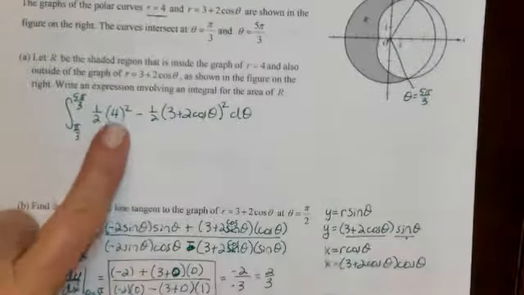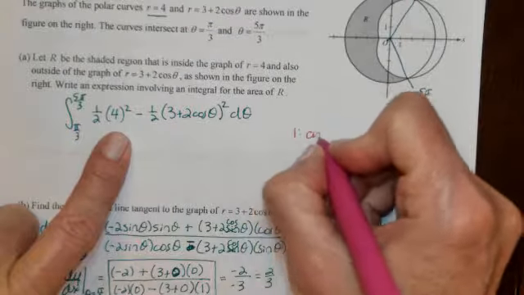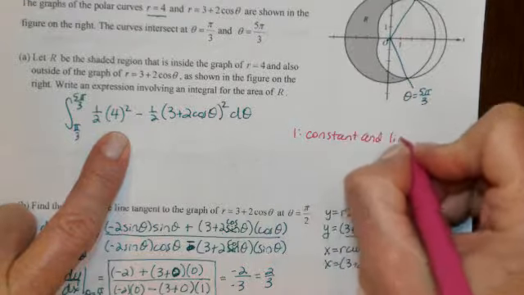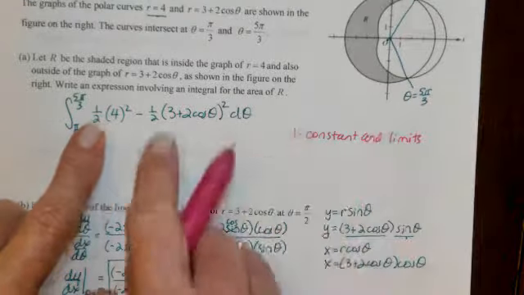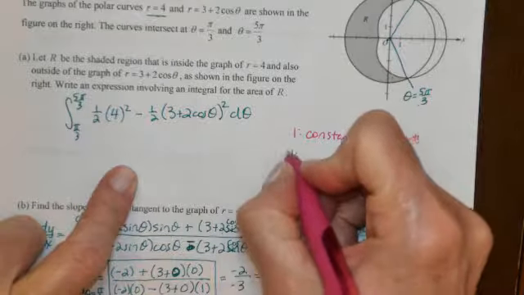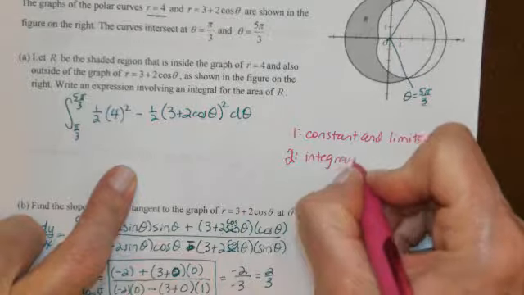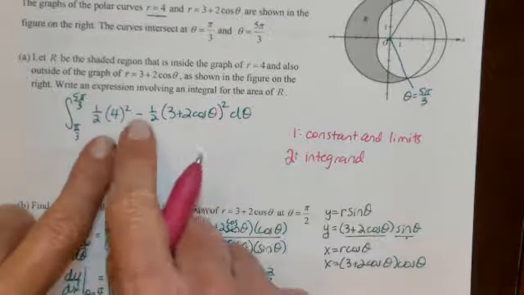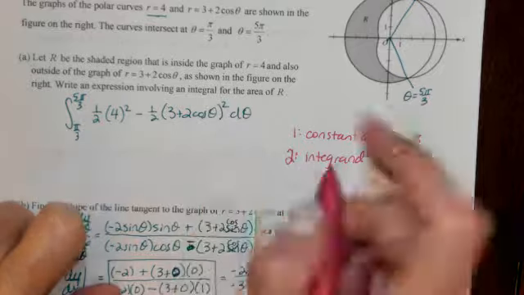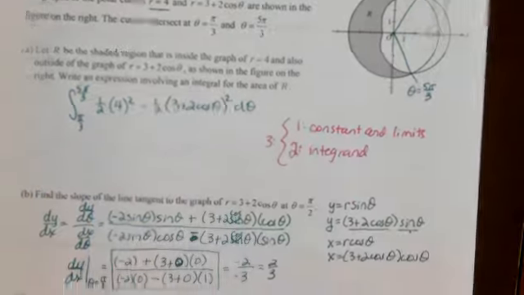In part A, this little area part, it was 1 point for the constant and the limits. The constant is the 1/2, the limits are the boundaries on the integral. And 2 points for the integrand, so everything else in the integral: the 4 squared minus the other r squared and the d theta. Don't forget your d theta. So all were 3 points.